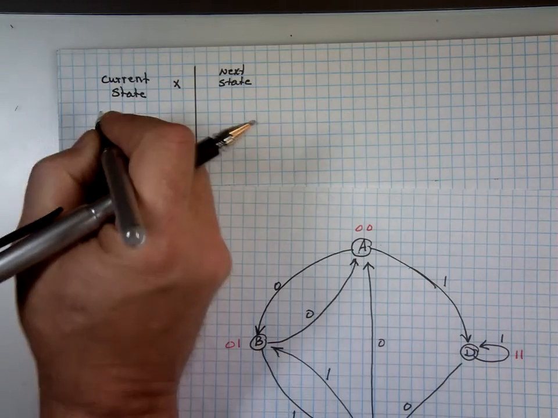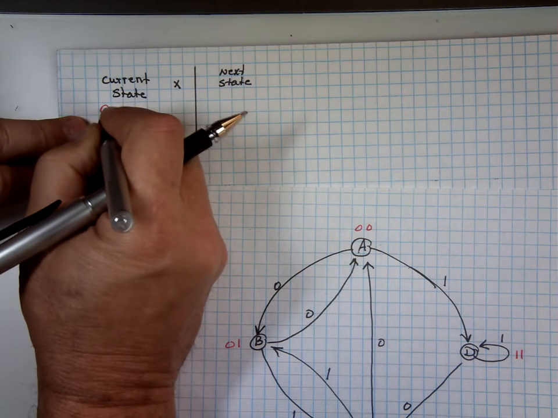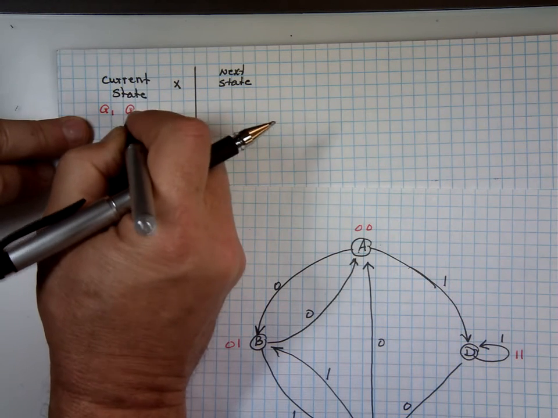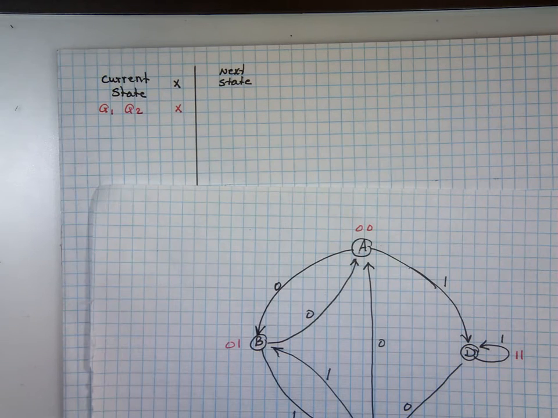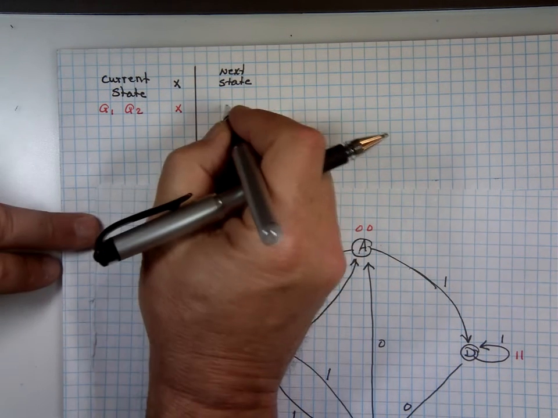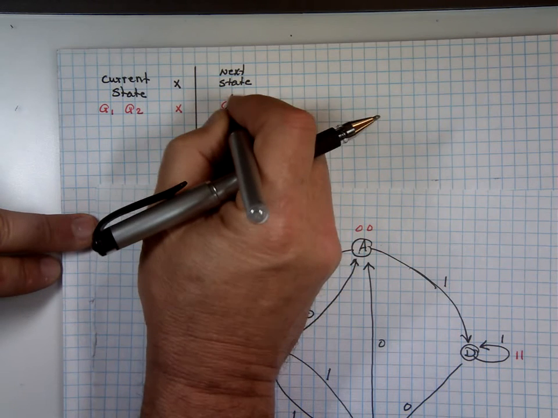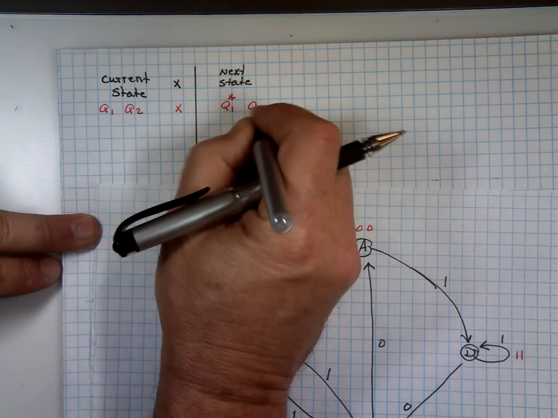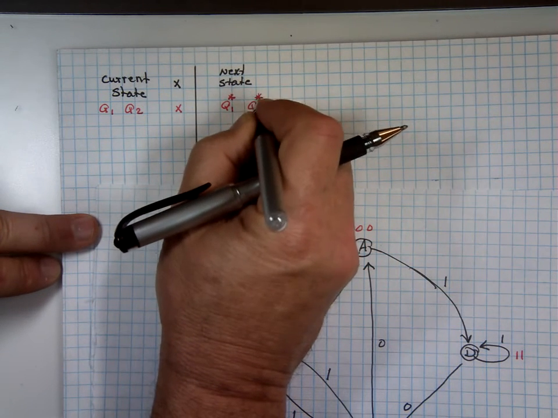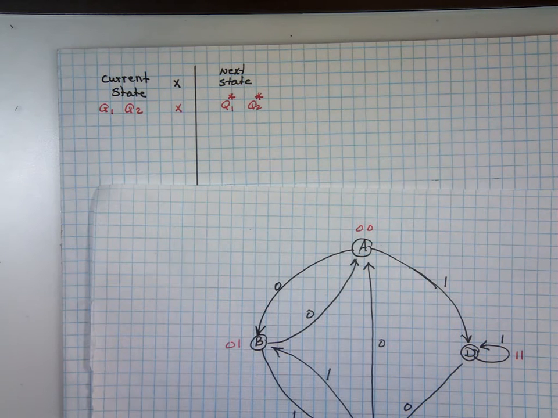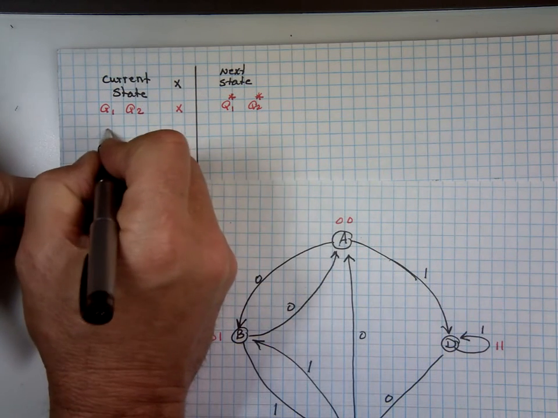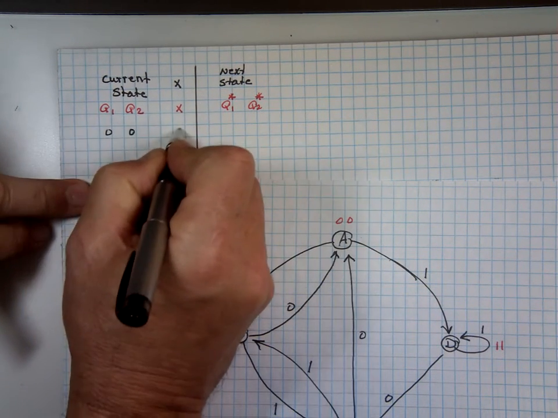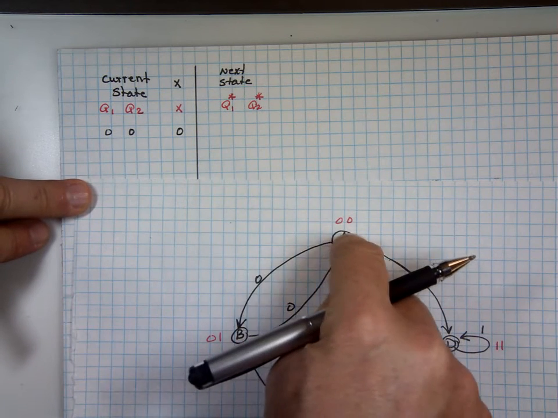So here's my Q1, Q2, that's the current state, and this is X, my external input. This is the next state, Q1 asterisk, the next state, where should it go, and Q2 next. And now let's look at it and see. This is 0, 0. When X is 0, if you're in state 0, 0 and X is 0, where do you go?